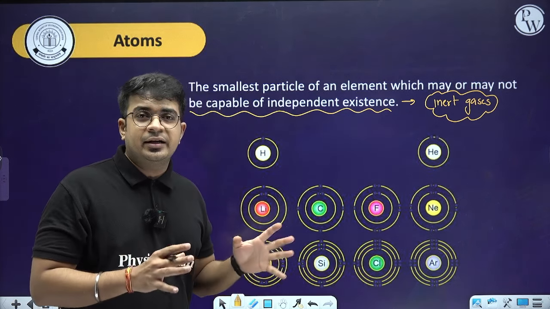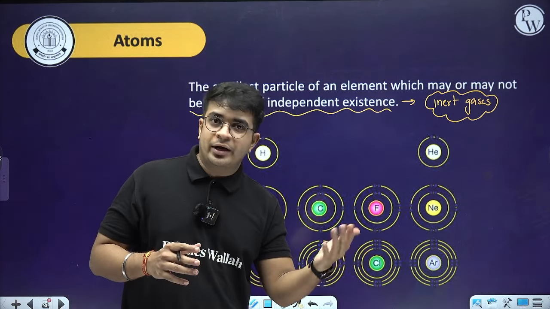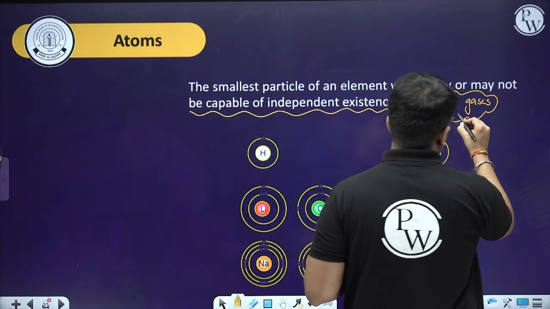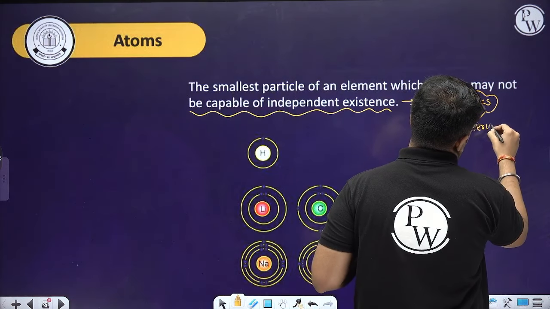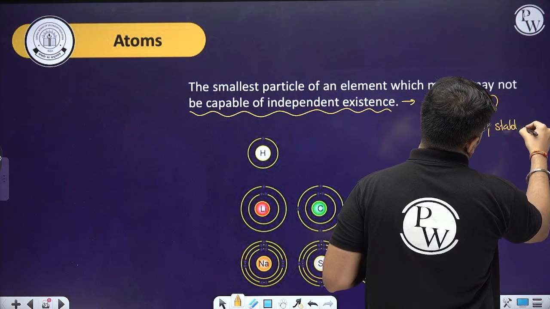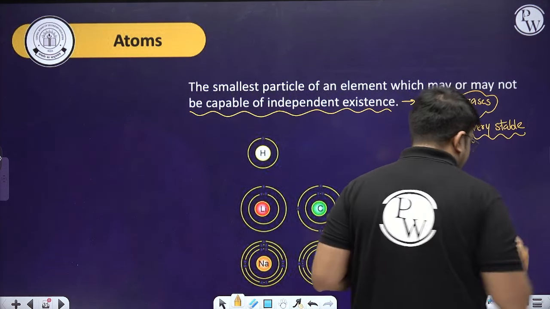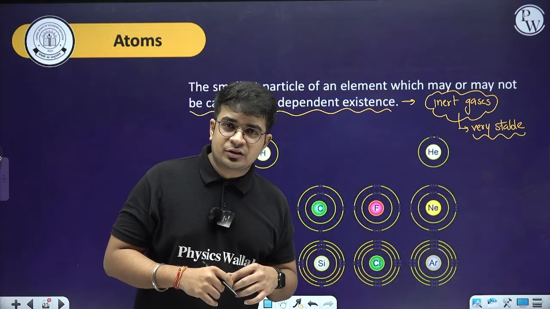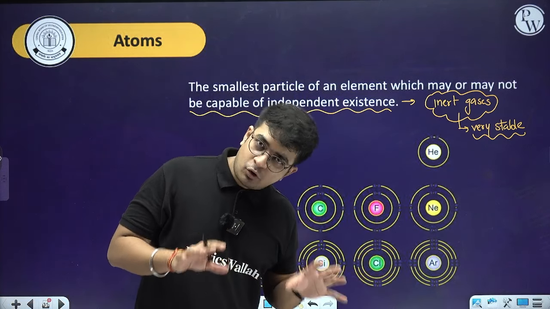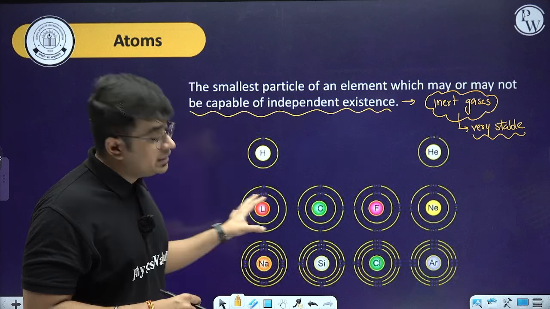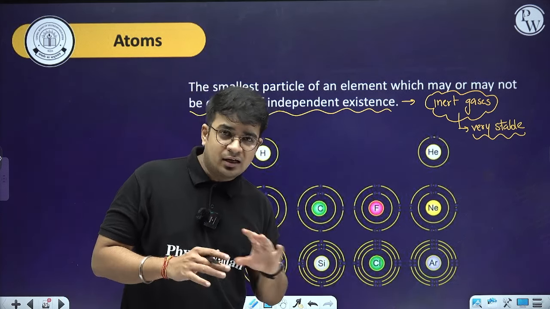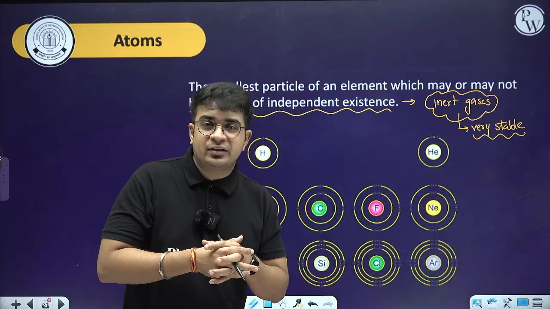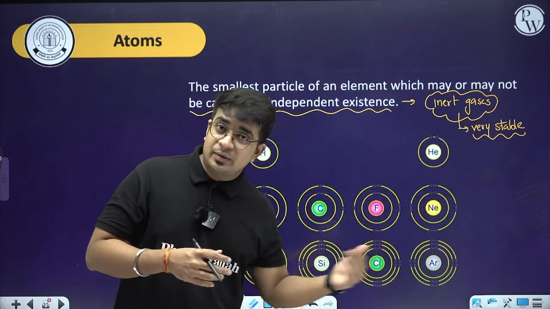The meaning of independent existence is that inert gases can show independent existence even in their atomic form, because inert gases are actually very stable. If something is stable, then it will try to remain stable as it is. So they don't need any compound formation or molecule formation, because they are already very stable. All the other elements and their atoms are not stable in their atomic state, so they need to bond with other atoms to form a stable compound.